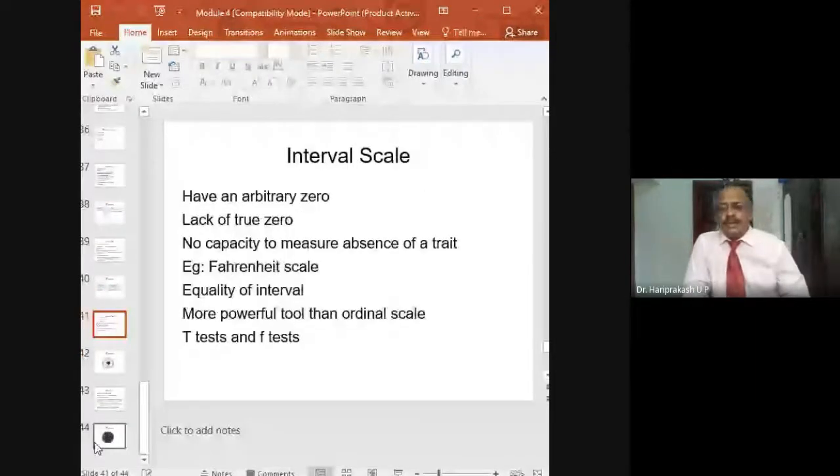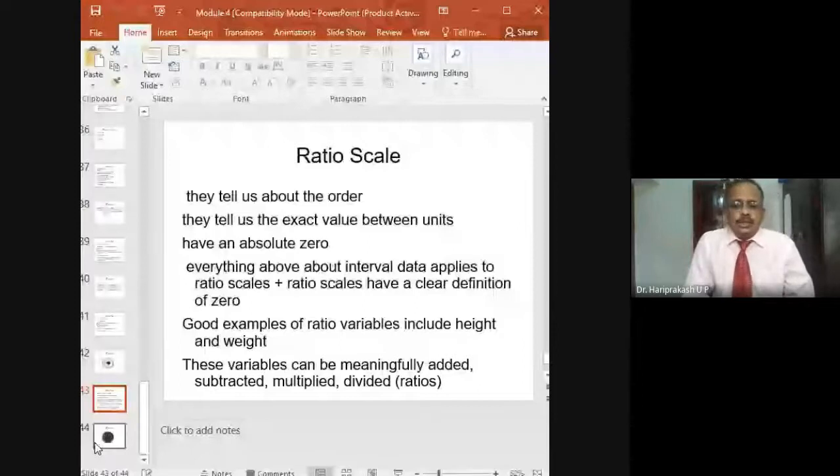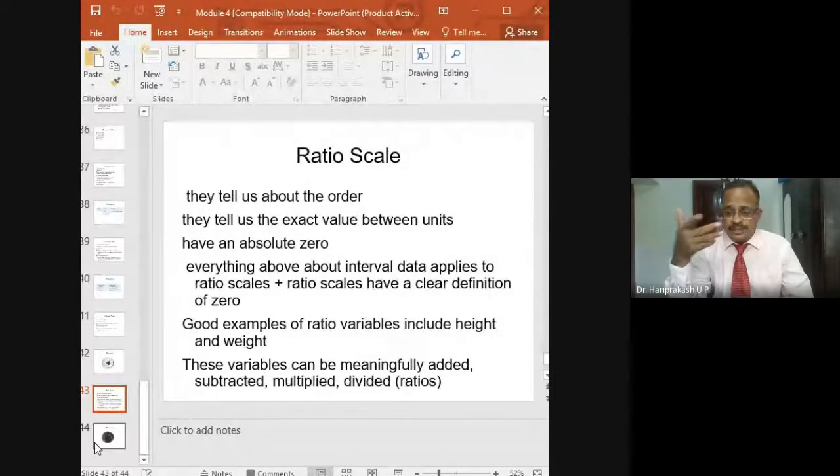Then the final measurement scale is the ratio scale. Ratio. So it has all the characteristics of the previous 3 types of scale: the nominal scale, the ordinal scale, and the interval scale. They tell us about the order, that is the ordinal scale feature. They tell us the exact value between the units, that is the interval scale feature. But here the addition is, it has an absolute zero. Everything above for interval data applies to ratio, plus the absolute zero.